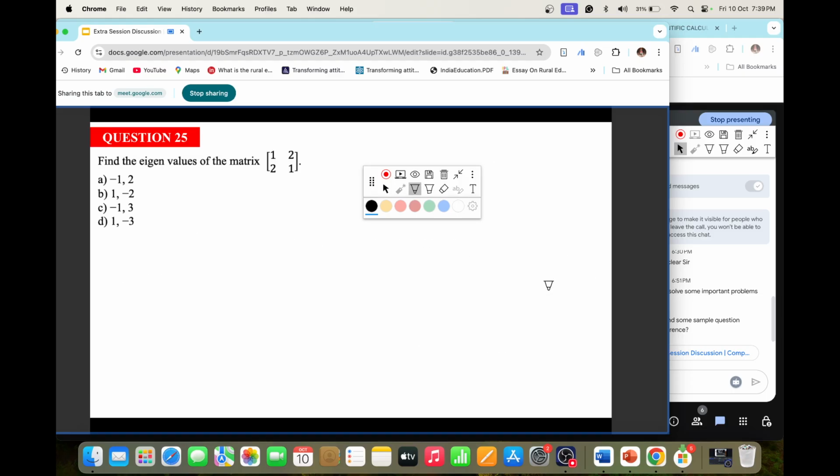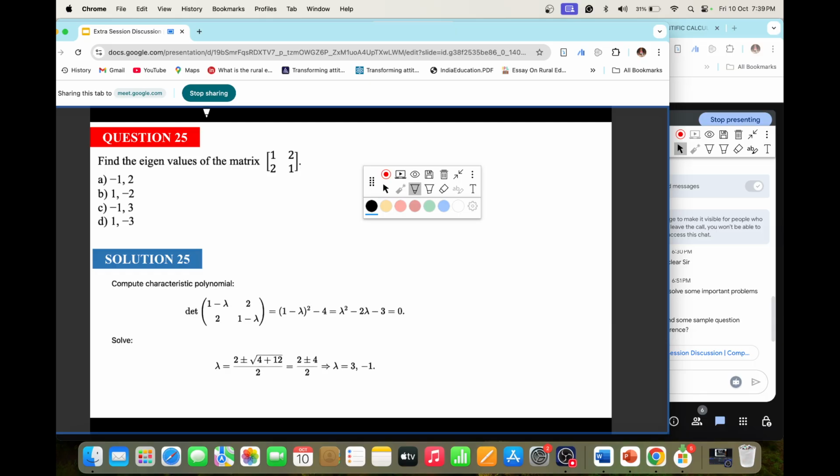Again an important question: find the eigenvalue of the matrix. Eigenvalue is again a very simple question, but a very effective question, I would say. To compute the eigenvalue, you all know |A minus lambda I| equals 0, where the mod means determinant. From that you can get the lambda values. A 2 cross 2 matrix means you will get 2 eigenvalues, and similarly 2 eigenvectors also. This is a very easy but very effective question, so please go through this.